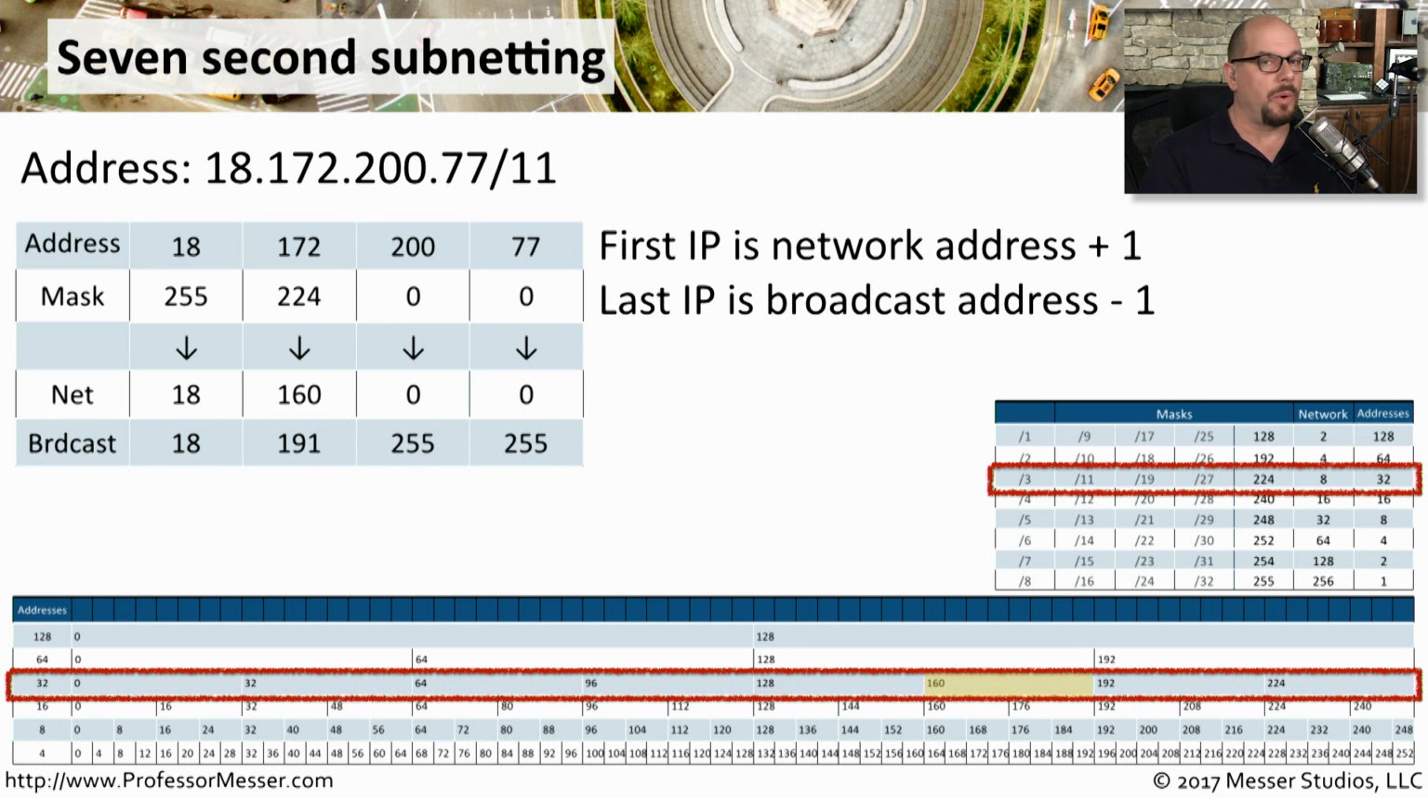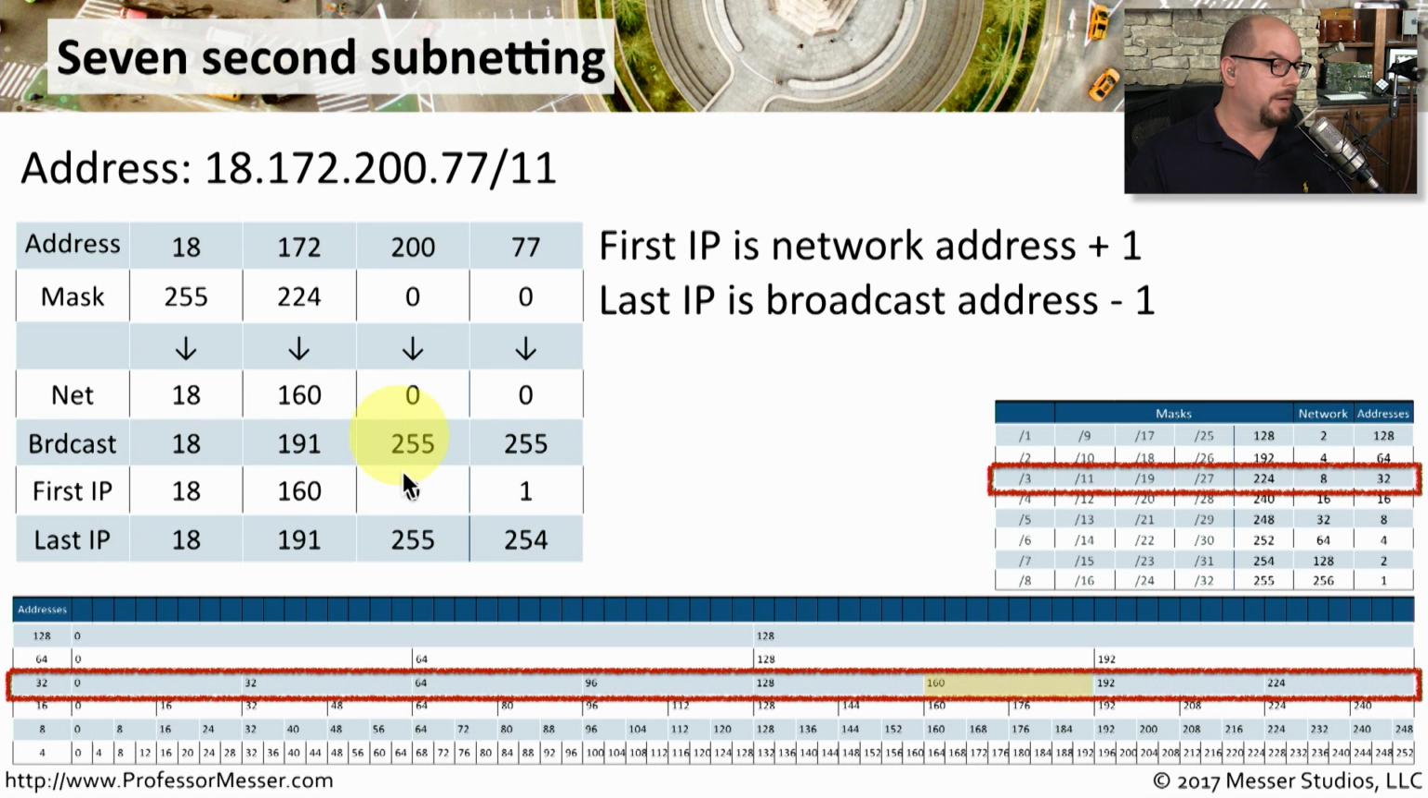And for the last step, where we want to find the first usable IP address and the last usable IP address, we'll add 1 to the network address and subtract 1 from the broadcast address. That makes our first usable IP 18.160.0.1, and our last IP is 18.191.255.254. And there's the answer for the IP address subnetting for this IP address of 18.172.200.77/11.